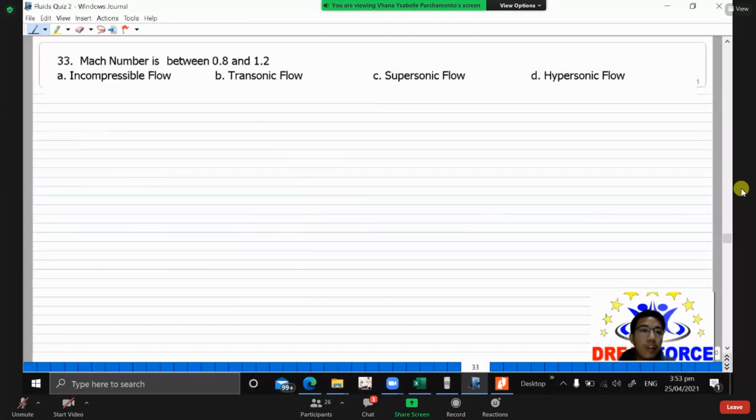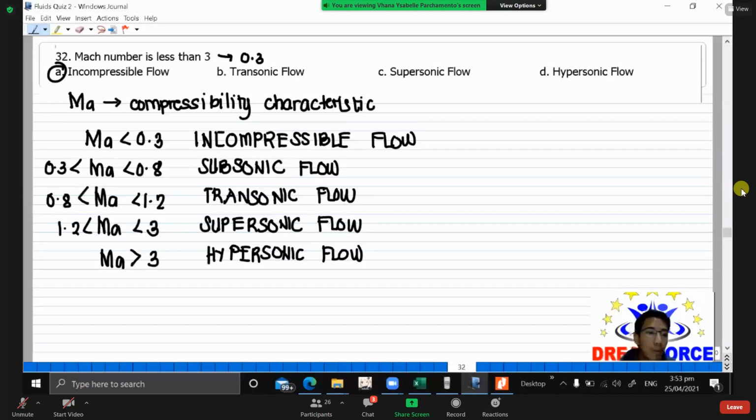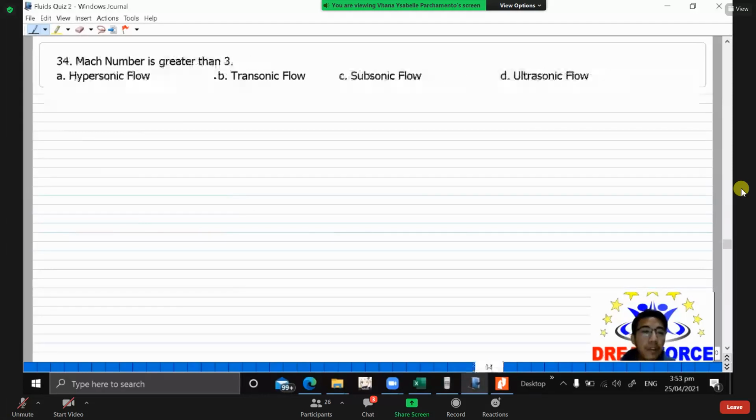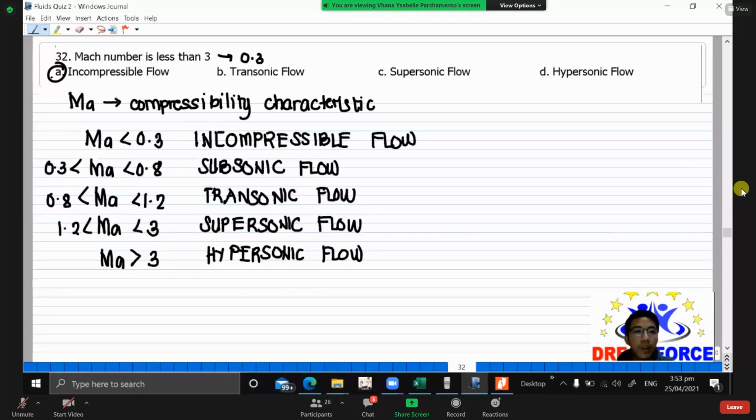Okay, number 33. Between 0.8 and 1.2, that is transonic flow. So, letter B. And 34, greater than 3, hypersonic flow. So, letter A. So, 32A, 33B, and 34A. Paki-screenshot nyo na lang yan ng mabilis.